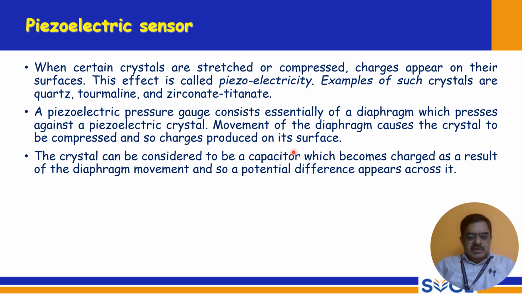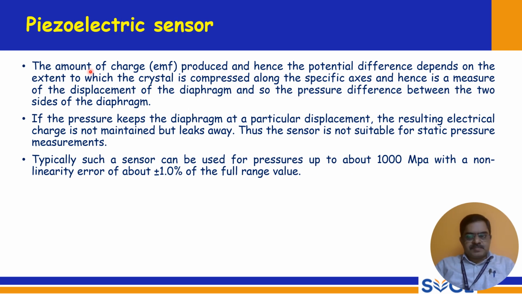So the piezoelectric crystal produces charges, and the crystal can be considered to be a capacitor which becomes charged as a result of diaphragm movement, and so a potential difference appears across it. So the potential difference can be measured from the crystal. The amount of charge, EMF produced, and hence the potential difference depends on the extent to which the crystal is compressed along the specific axis, and hence is a measure of the displacement of the diaphragm, and so the pressure difference between the two sides of the diaphragm.